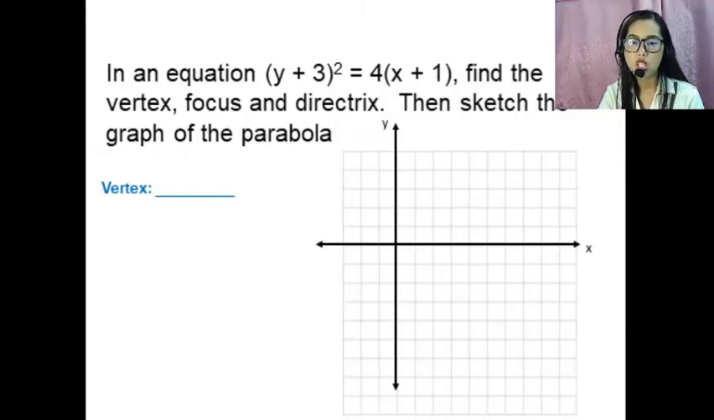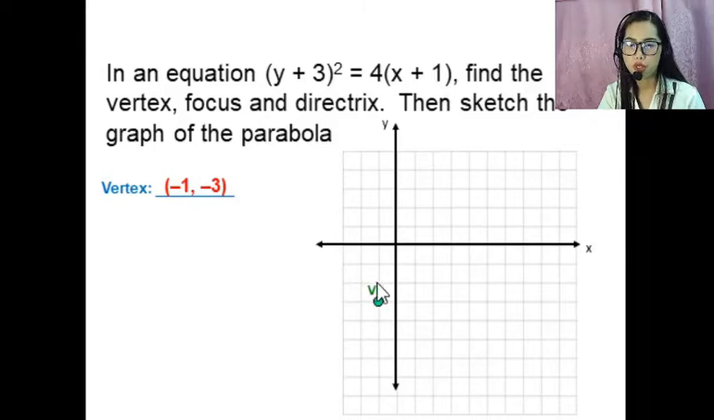So, in an equation, quantity y plus 3 squared equals 4 times x plus 1, find the vertex, focus, and the directrix, and sketch the graph of the parabola. So from here, it is very easy for us to identify the vertex because it is already in its standard form. So our vertex is at (h, k). So we have our vertex is negative 1 and negative 3.